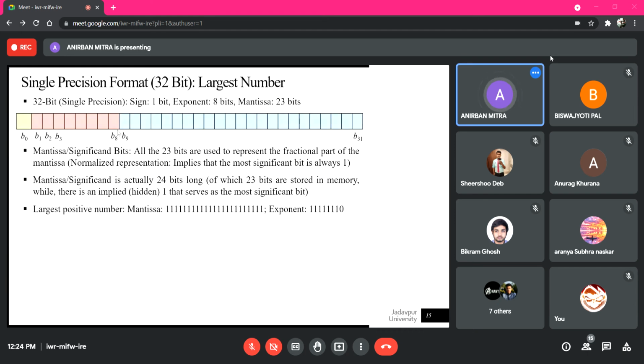So let's see what can be the largest number. The largest number obviously would be having the mantissa with all ones. That is the largest maximum number that we can consider here for the mantissa. For the exponent, the largest that we can consider is again, of course, all ones, but we have saved the last number in that range as a special case. So we can go only up to 7 ones followed by a 0.